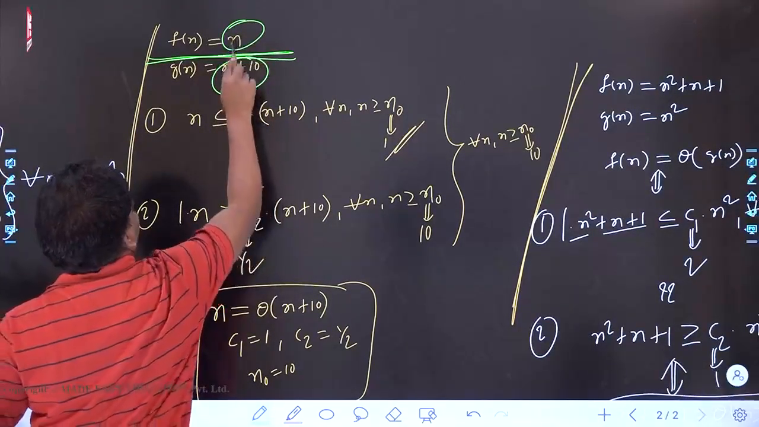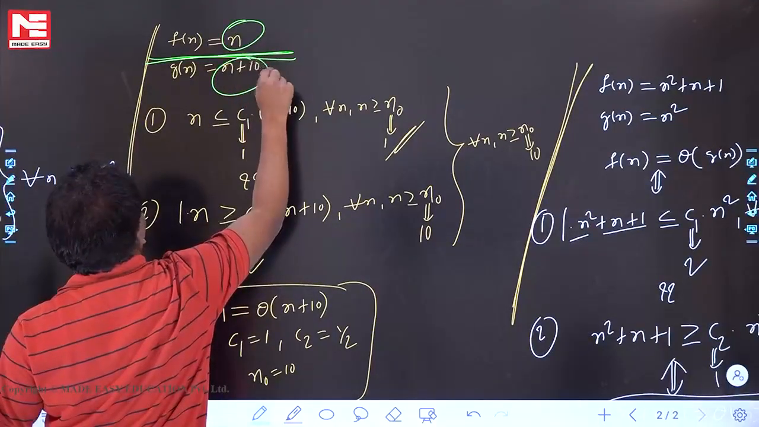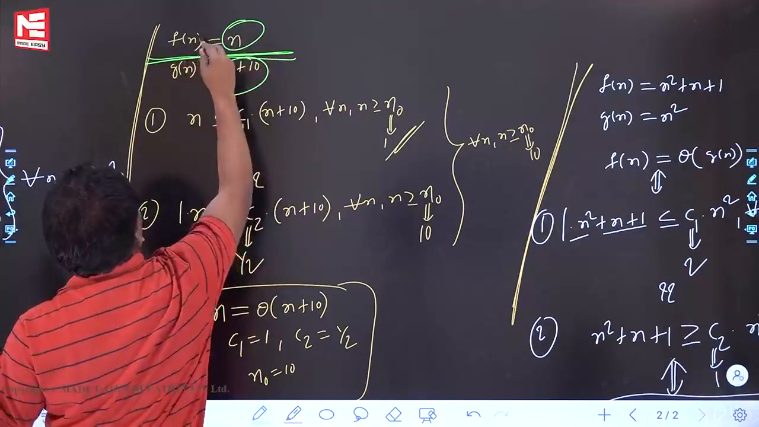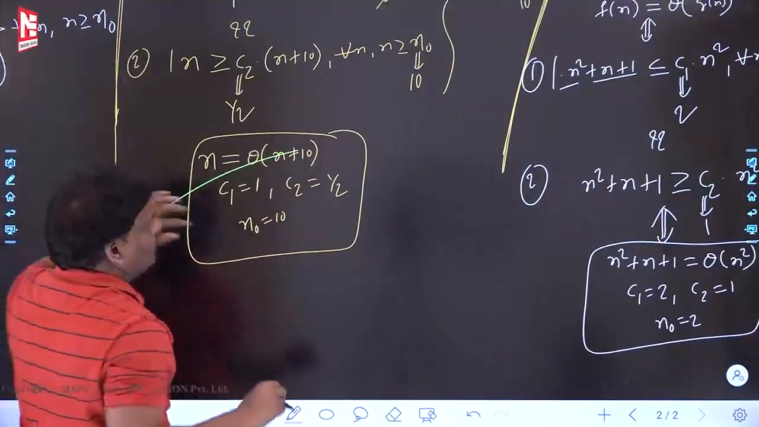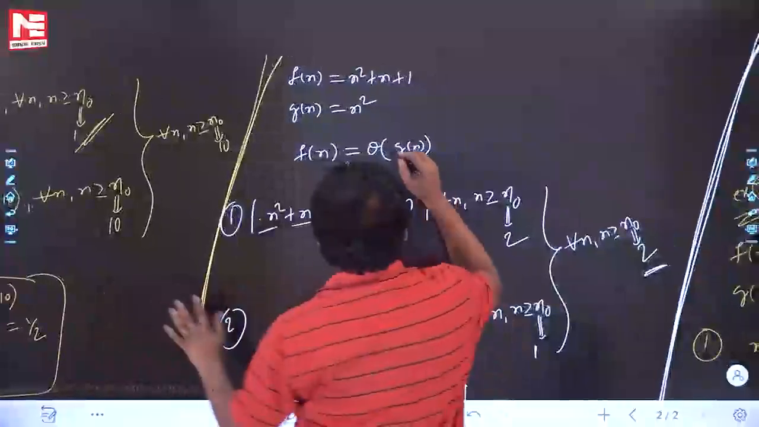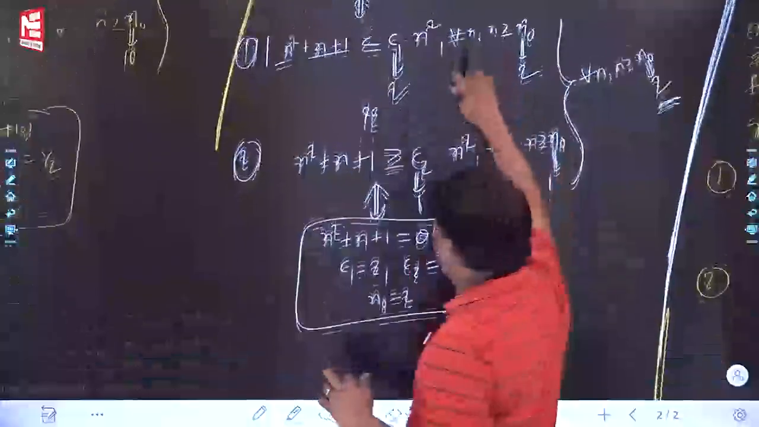The reason is, see this one. In both the functions, the bigger function is the same. The small one may be the same, may not be the same. Right? In both the functions, if the bigger function is the same, then theta is possible. Next, come to this problem also. In both the functions, the bigger function is the same, then theta is possible.